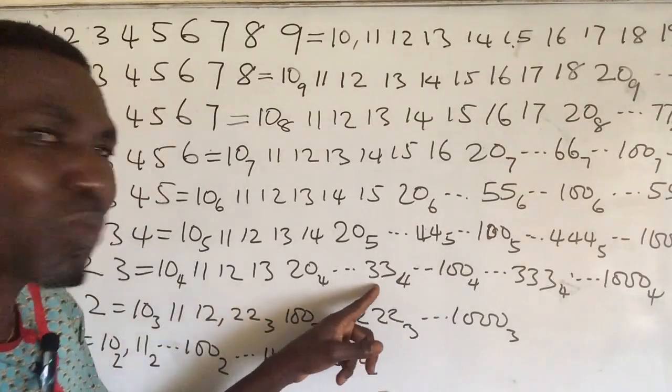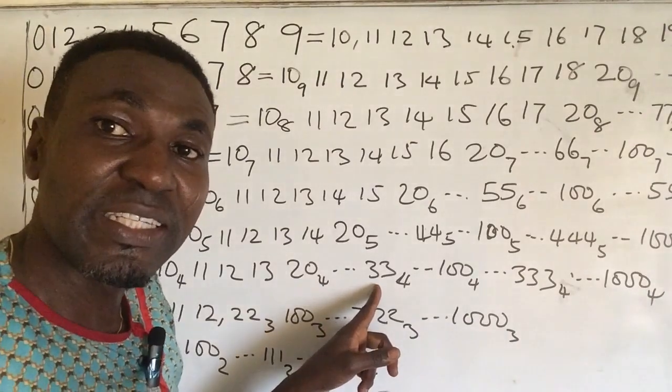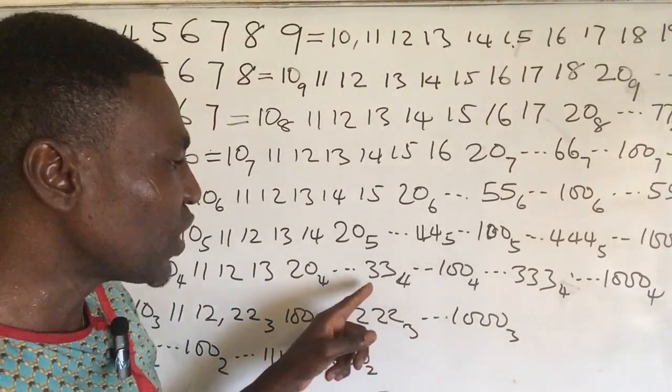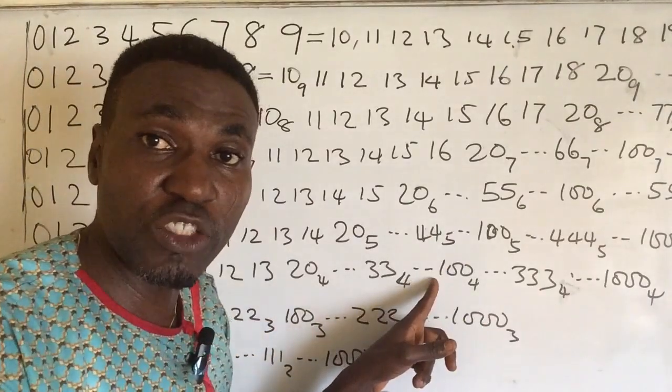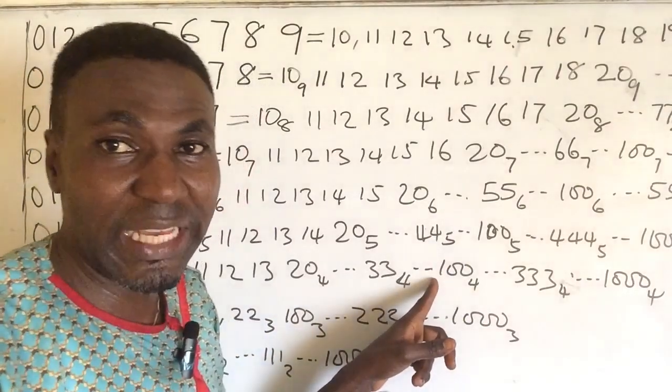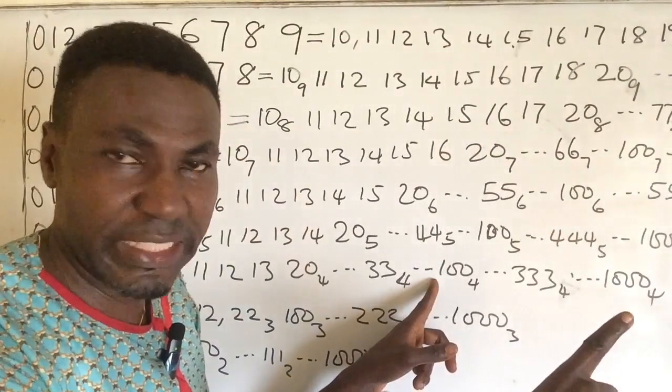And you continue like that. While trying to meet 100, where you will reach is 33 base 4. You now hit that 3-digit number, 100 in base 4.